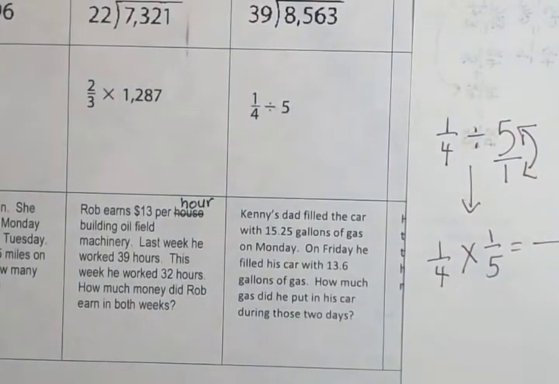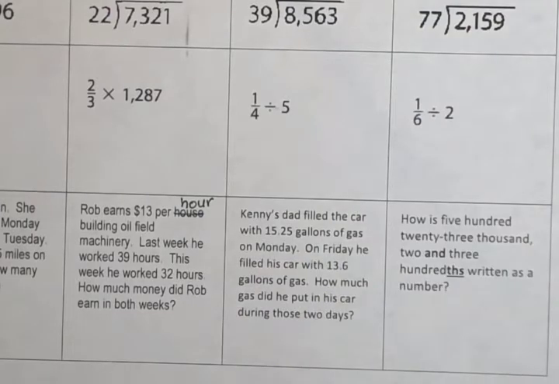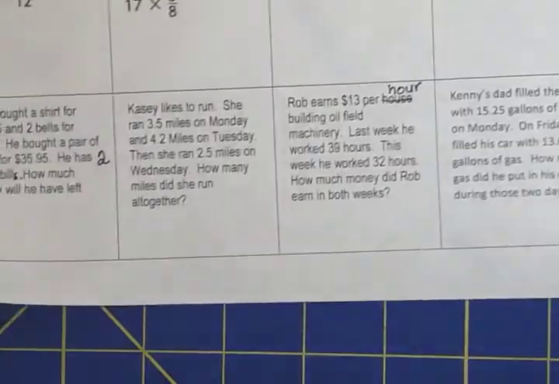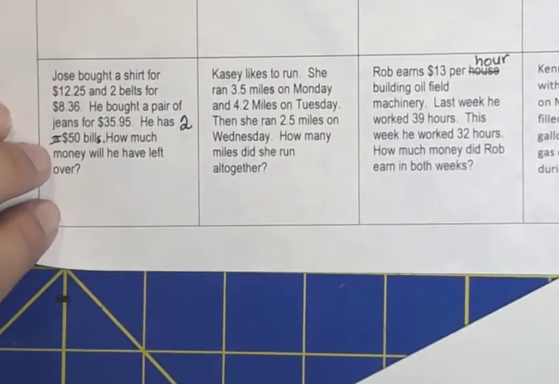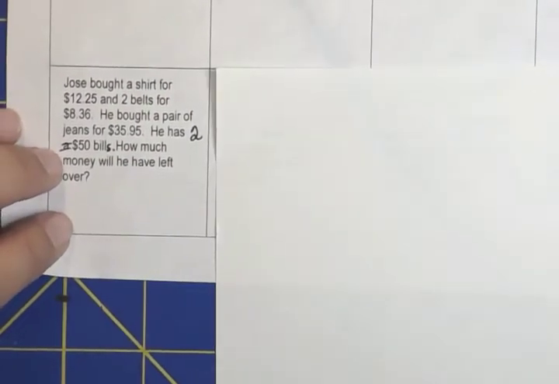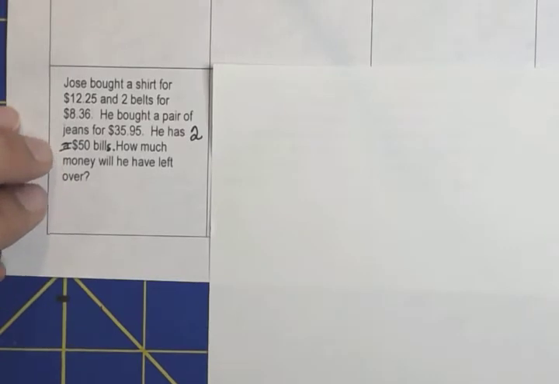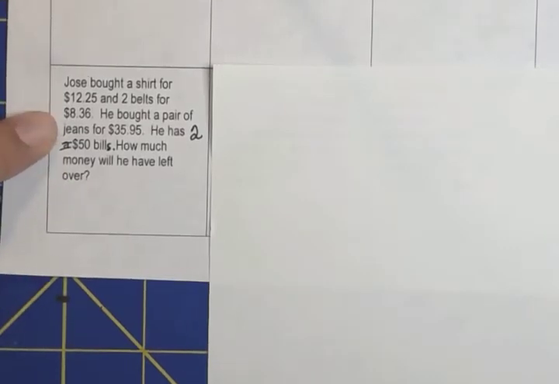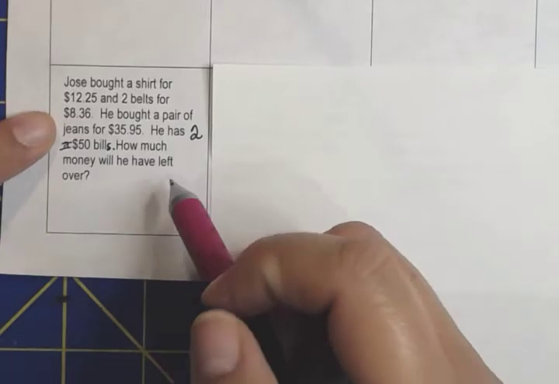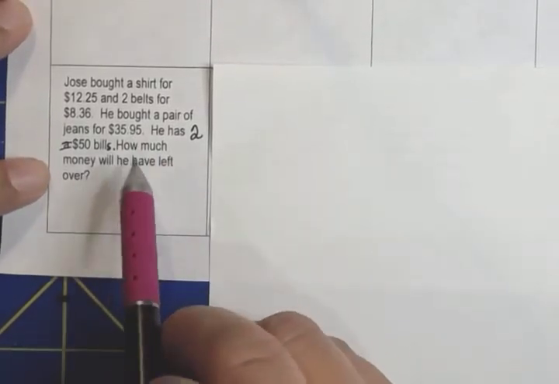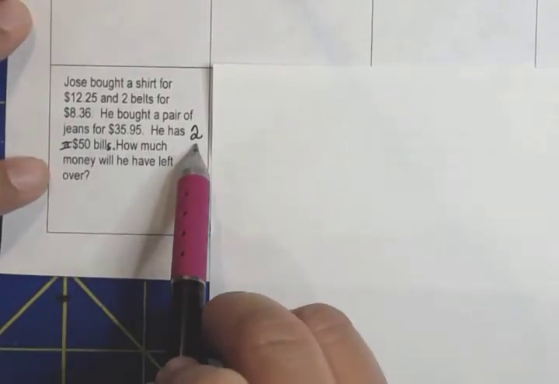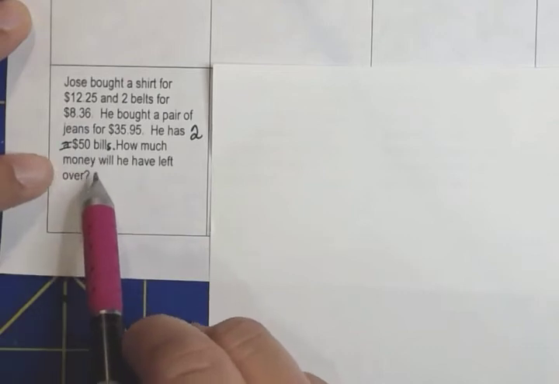All right, let's look at the word problems. This is where you seem to have the most trouble. So if you look at problem number 1, there's a mistake. So there's actually 2 mistakes in these problems. Let's write that he has 2 $50 bills instead of 1.